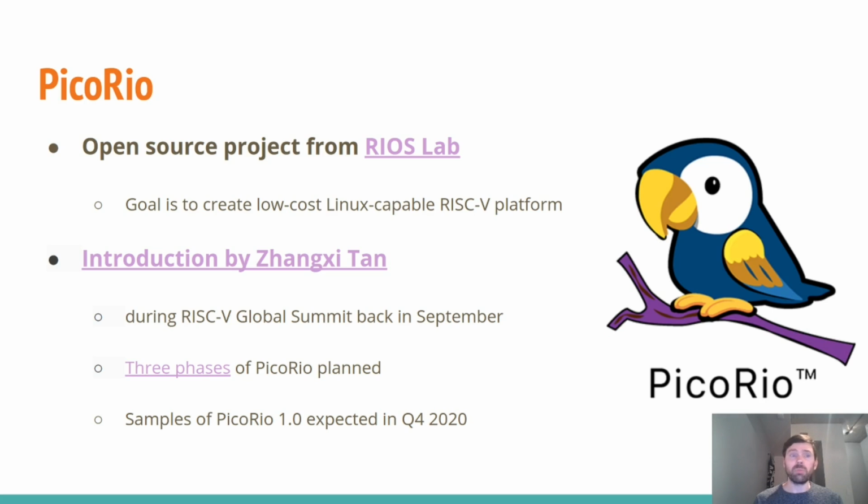Now, something that's going to be more practical because it has DRAM is the PicoRio. So this is an open source project from RIOS Lab, and the goal here is to create a low-cost Linux-capable RISC-V platform. We were very excited back in September during the RISC-V Global Summit that this was announced. They have 3 different phases that they want to do of the system on chip. The first one of which is expected to start having samples by the end of this year, so that's pretty exciting.